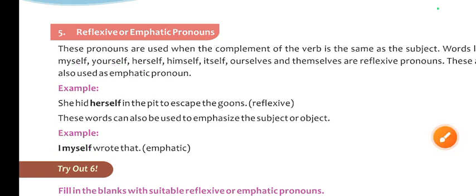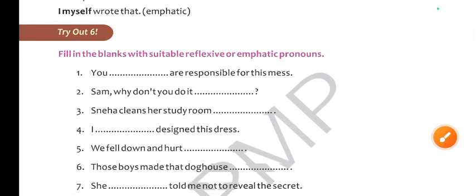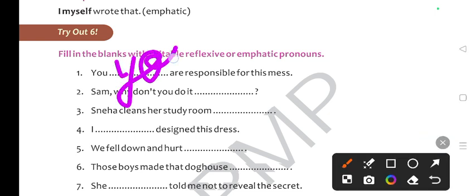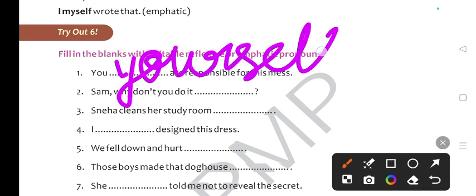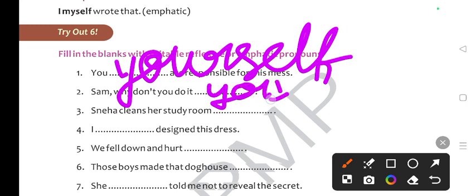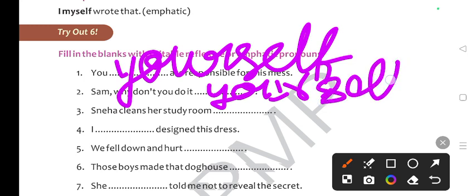So we'll solve the exercise. Try out 6. Fill in the blanks with suitable reflexive or emphatic pronouns. So we'll write here you yourself. You yourself are responsible for this mess. Sam, you do it yourself. So this is an example of reflexive. Okay, yourself. Now the next is Sneha cleans her study room herself.